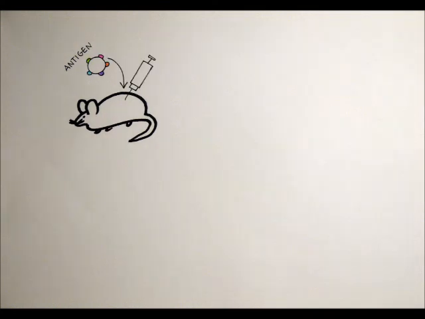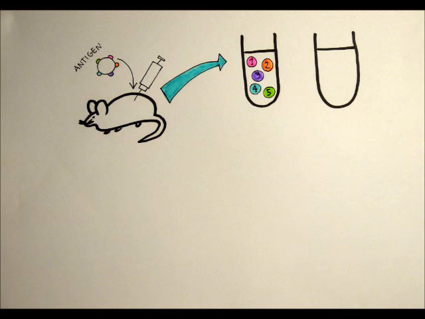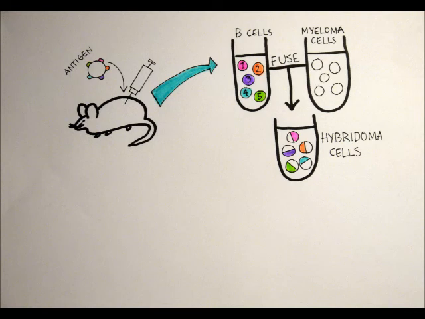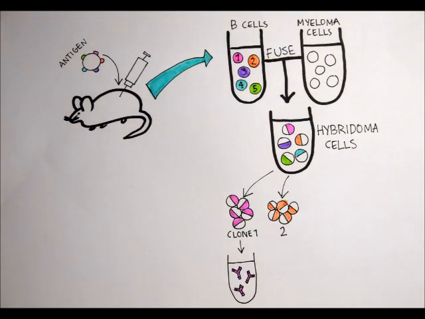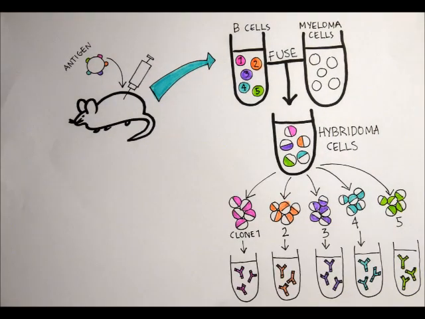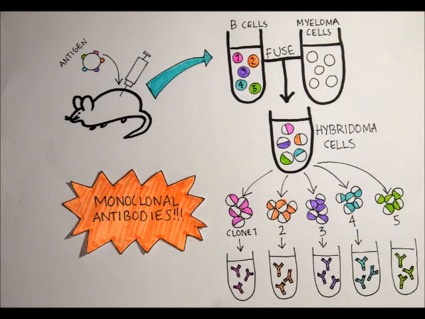To produce monoclonal antibodies, we again inject an antigen into a mouse, except this time we remove the B cells and then fuse these with mouse myeloma cells. This produces hybridoma cells which contain parts of both of these cells. Myeloma cells are able to multiply indefinitely, and so these hybridoma cells are then able to produce an infinite number of antibodies. If we isolate each clone and allow them to multiply, they will give rise to monoclonal antibodies that recognize a single type of antigenic site.